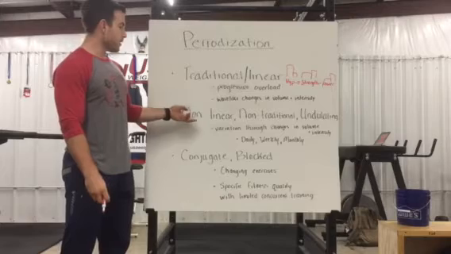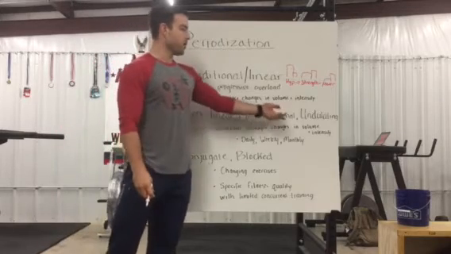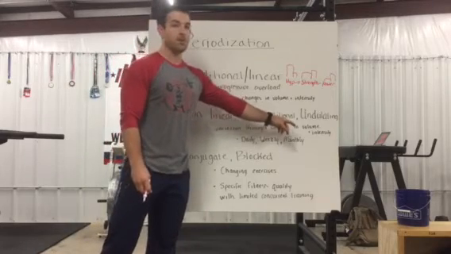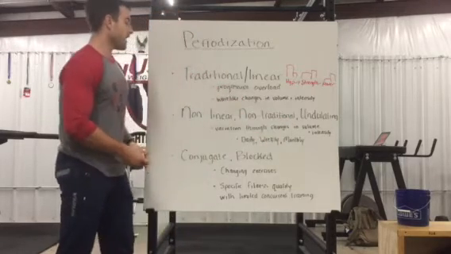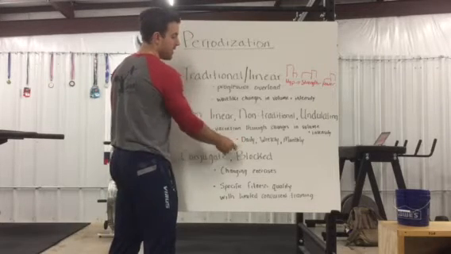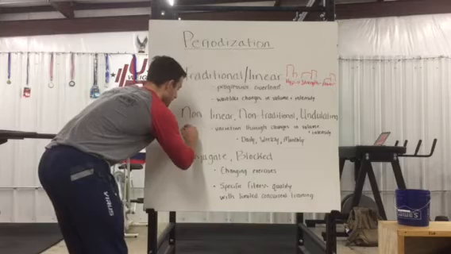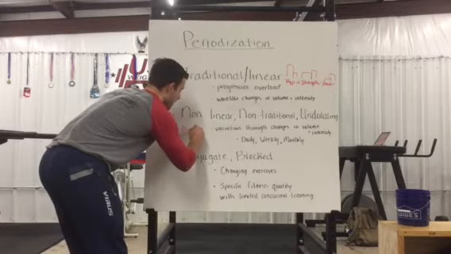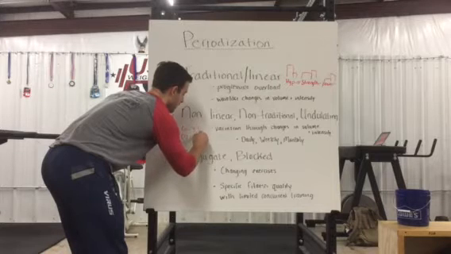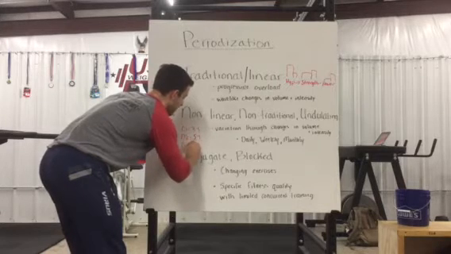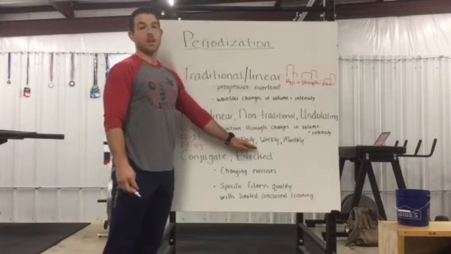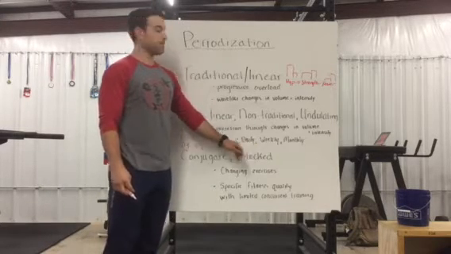Now, you get these other words, non-linear, non-traditional, or undulating. Very simply, that's just variation in changes in volume and intensity. Usually you see the DUP, which is daily undulating periodization. An example of that would be day 1, if you did 3s, day 2, did 5s, and day 3, you did 15s. That would be your classical daily undulating periodization that you might see.